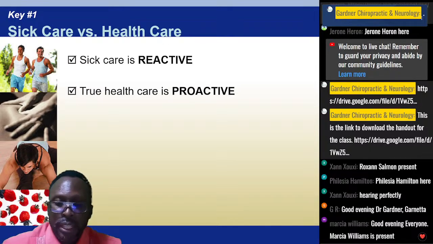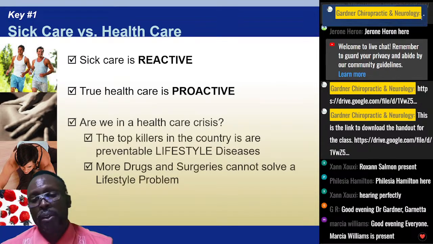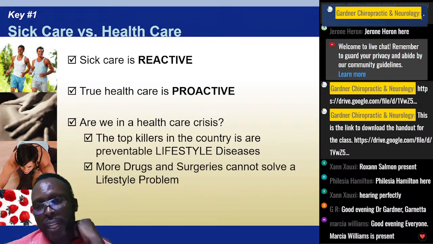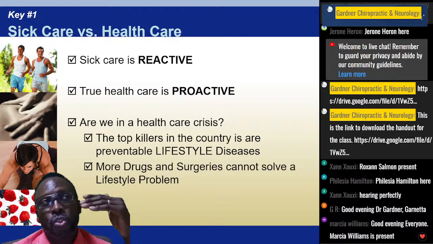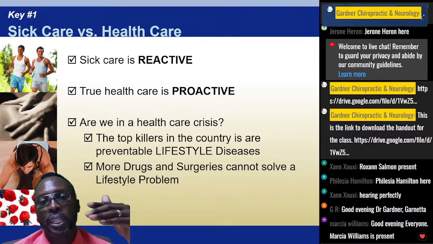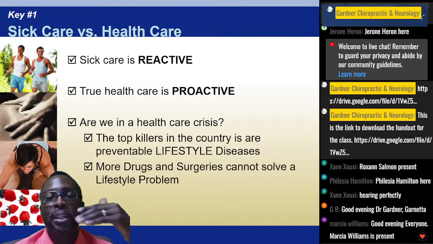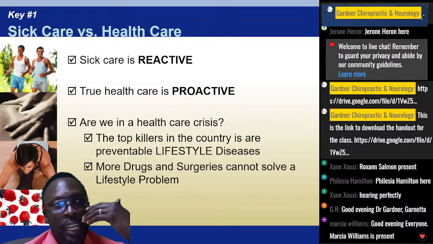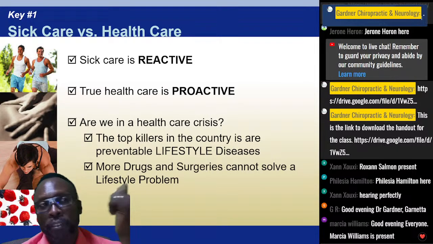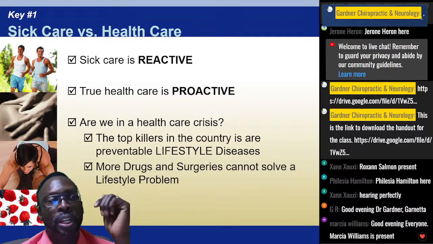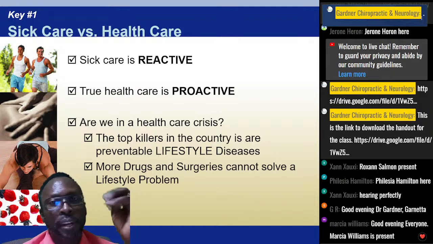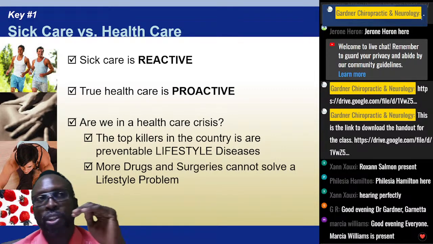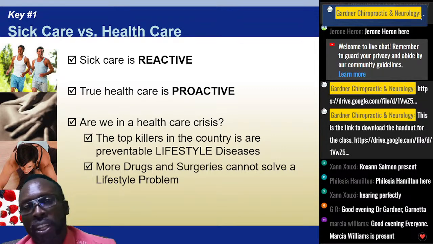All right. The next thing is we need to understand that we are in a crisis as it relates to our healthcare system. We are seeing record numbers of sick people. We are seeing record numbers of people who are dying from various lifestyle diseases. An example of a lifestyle disease would be high blood pressure. Another would be diabetes. Another would be cancer. Another would be high cholesterol.